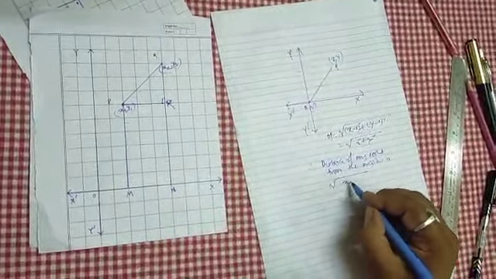So the general formula we understood is: if x1, y1 and x2, y2 are two coordinates, say P is x1, y1 and Q is x2, y2, and you have to find the distance between them, the distance PQ is equal to root over x2 minus x1 whole square plus y2 minus y1 whole square. Clear? And it is in units.